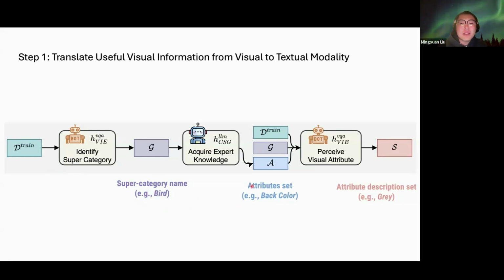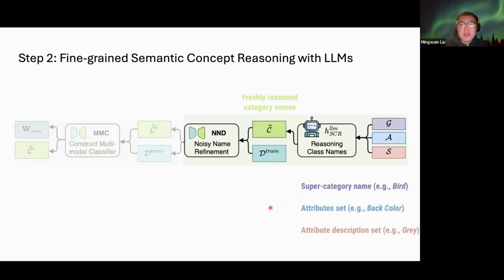After we obtain this list of attributes, we can wrap each attribute up as a question and query a VQA model to describe these attributes one by one, to obtain the attribute value, which is actually a description for each of these attributes. At this stage, from a few unlabeled images, we can obtain a supercategory name and a list of attributes and the description for each attribute, which are grounded to our few observations.